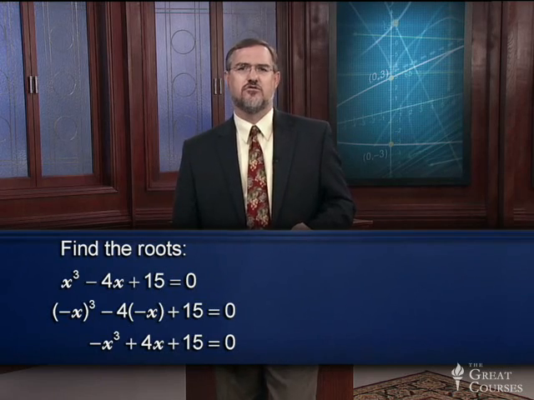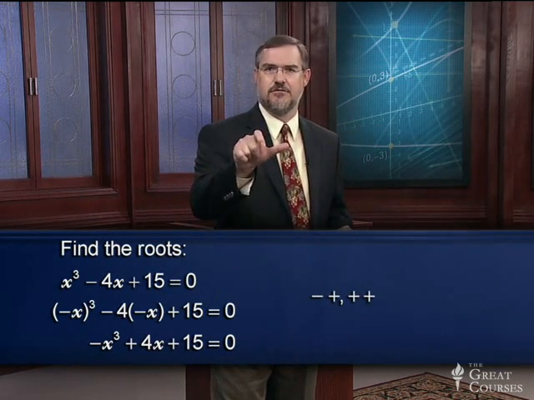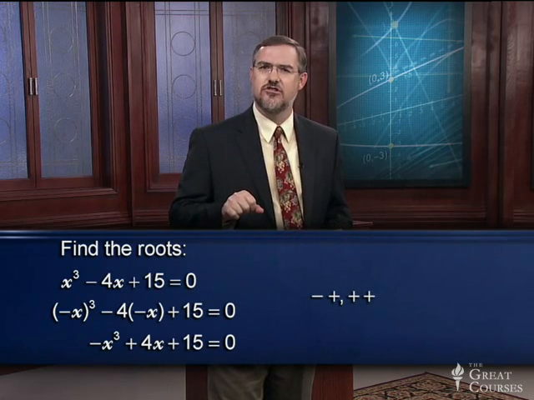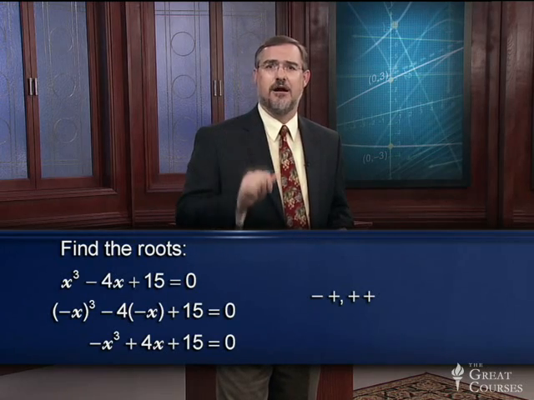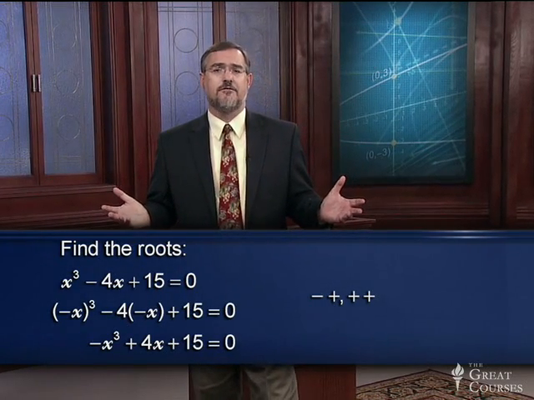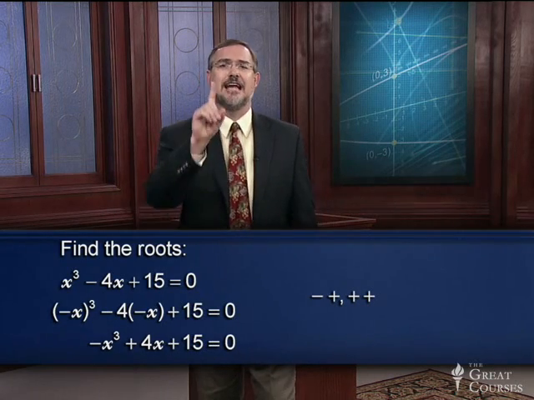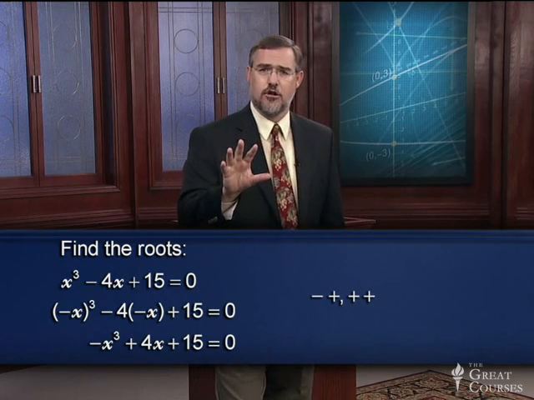And the sign changes will be negative positive and then positive positive. So how many sign changes did we have? Actually, just one right at the beginning, negative positive. So how many possible negative roots will there be from Descartes' rule of signs? Exactly 1. So let's figure out what we've learned so far.